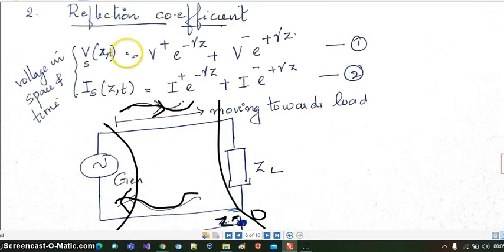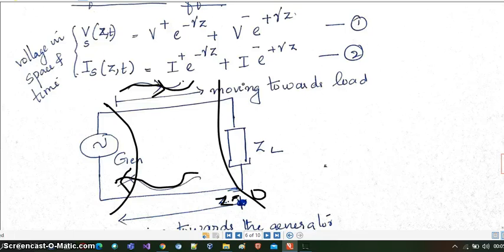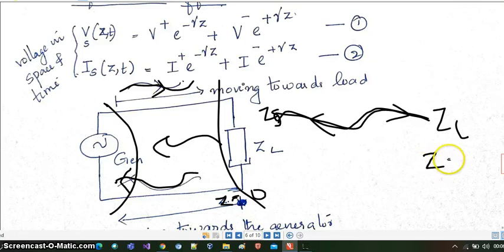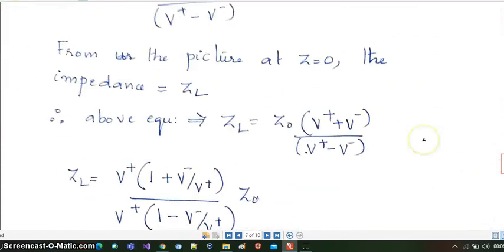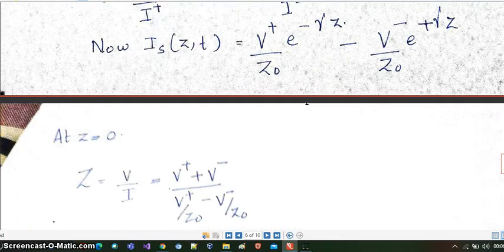Because here we are dealing with reflection coefficient. So what do you mean by reflection coefficient? It is a portion of electromagnetic wave which is getting reflected. So from where does the electromagnetic wave get reflected? It will get reflected from the load side, right? Initially the electromagnetic wave will be moving from source to the load. Suppose this is a load and this is a source. It will be moving from source to the load, and once it reaches the load, it will get reflected back. So the reflection starts from the load side. That is why in this picture Z equal to 0 is the end towards the load side. So from the picture at Z equal to 0, the impedance is ZL.